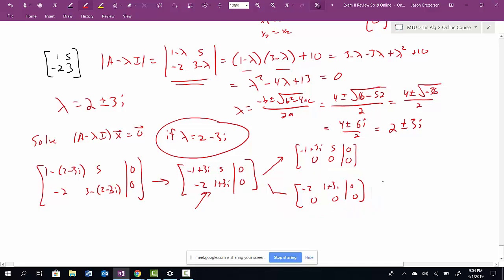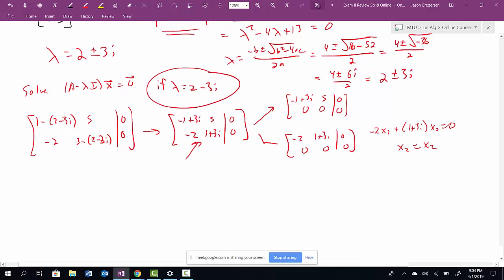When I do that, I write out my solutions. Negative 2x1 plus (1 plus 3i) times x2 is equal to 0. And x2 is a free variable. I take the first equation, solve it for x1, subtract that to the other side, divide by negative 2. I'm going to get positive 1/2 plus 3/2 i times x2, and x2 is free.